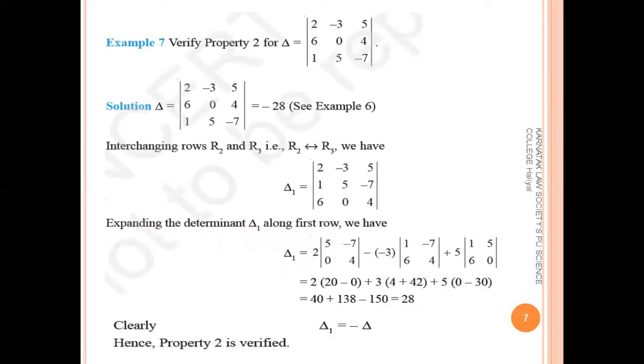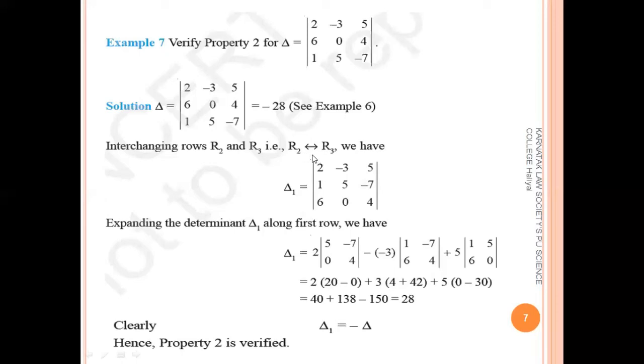They have given here the determinant delta equals 2, minus 3, 5, 6, 0, 4 and 1, 5, minus 7. The same example only, previously we have used this one. If you expand, you will get minus 28 as the answer. By expanding along R1, you will get it as minus 28. Interchanging the rows here, R2 and R3. And this is the sign we use to denote interchanging. Whenever we need to interchange two rows or two columns, this sign we will use.